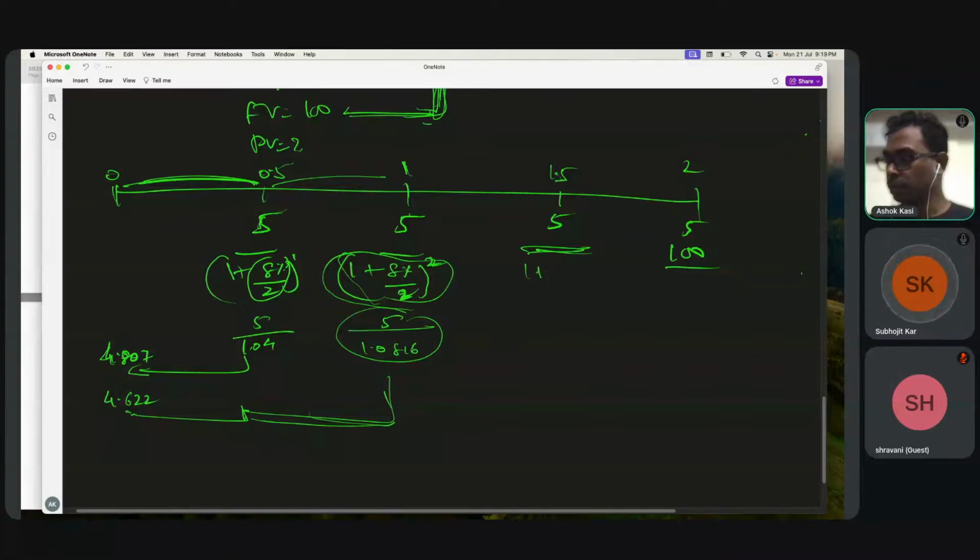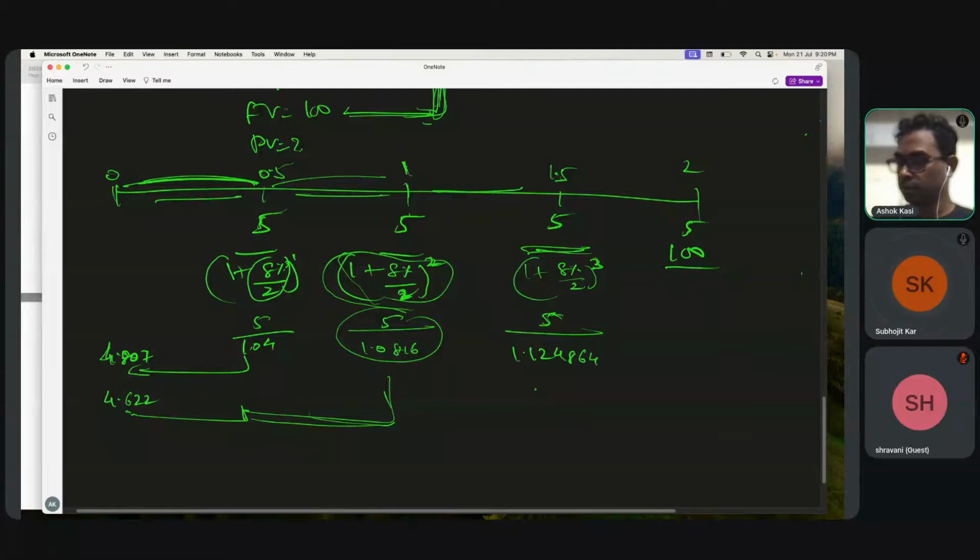Divided by 1 plus 8% divided by 2 raised to 3. Raised to 3, why? Because it is 3 times away, so 4% will happen 3 times. Do you want to know the denominator or the final answer? The denominator. It is 1.124864. So 1, 2, and 3, it comes up to 4.444.